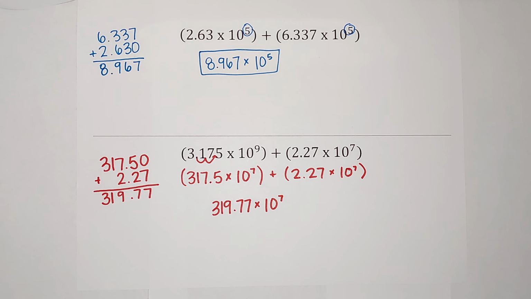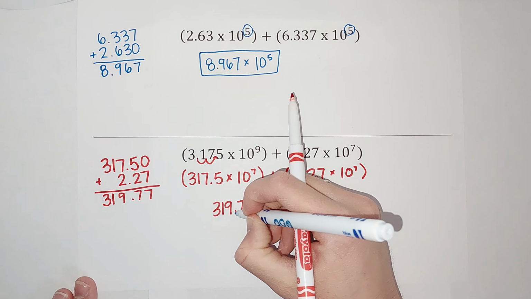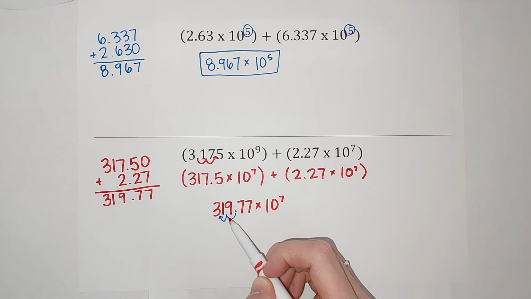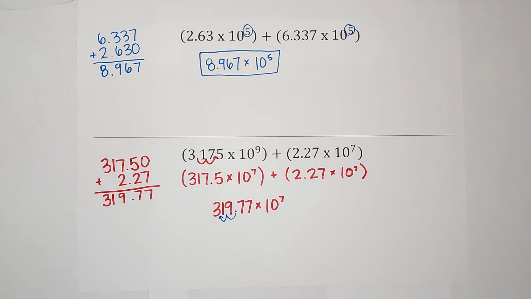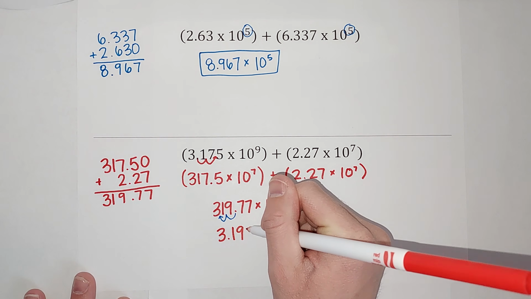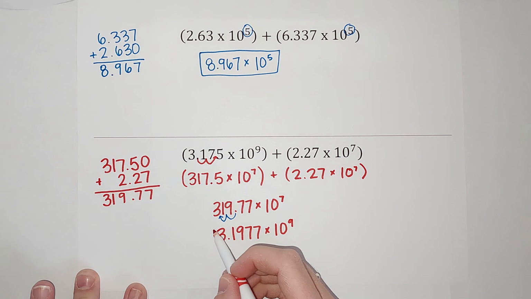Okay, but remember, for it to truly be scientific notation, I want my decimal point to be right there, right between the 3 and the 1. So what does that mean? That means I'm moving my decimal to the left 2, okay? Which gets me further from my big number, right? So I would need to move more spots over to get to my big number. So we're going to be back in 10 to the 9th power. Okay, so I'm going to have 3.1977 times 10 to the 9th power.